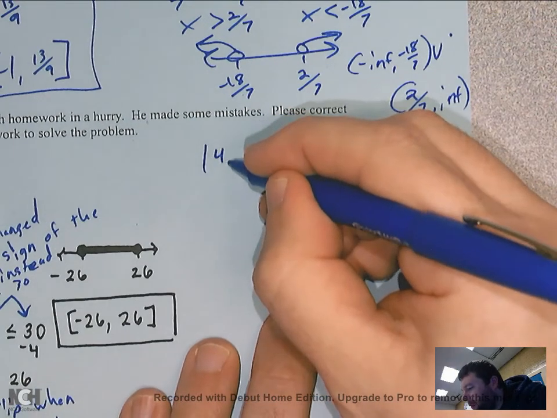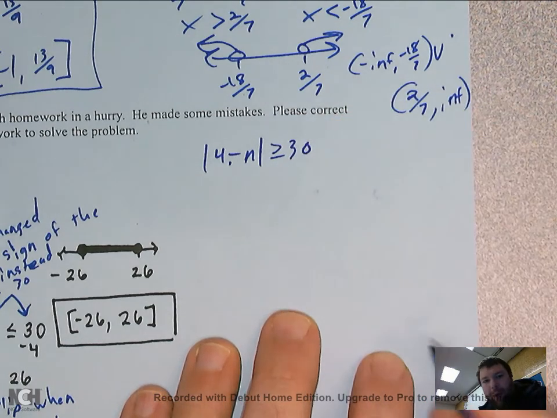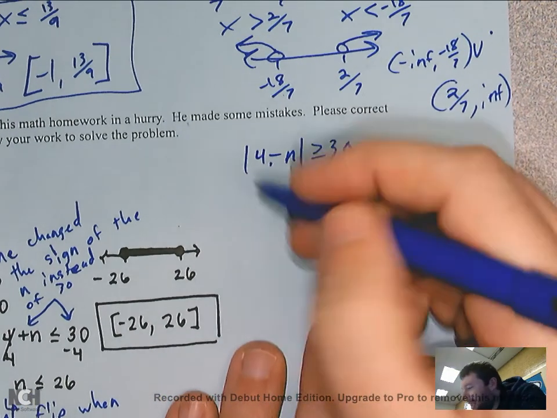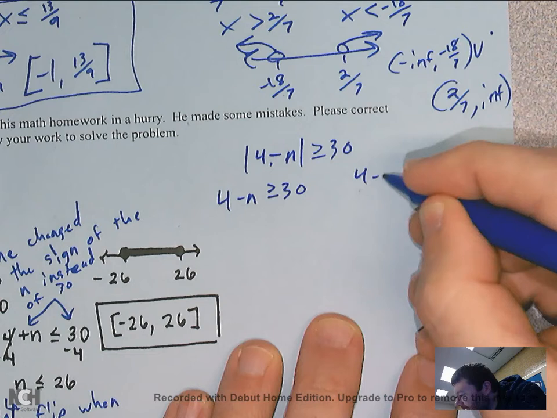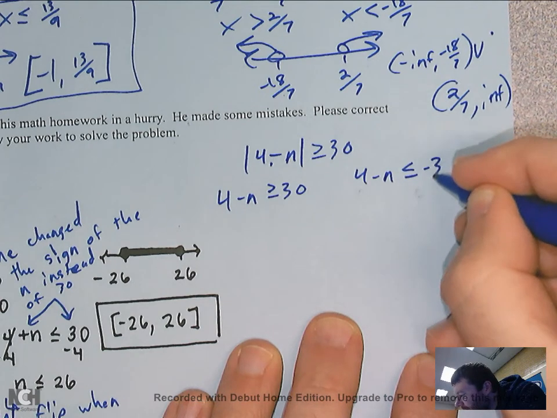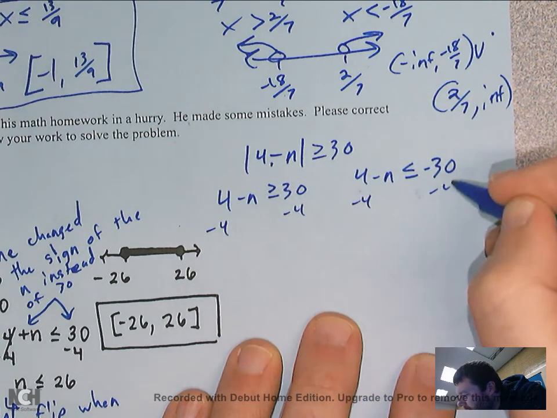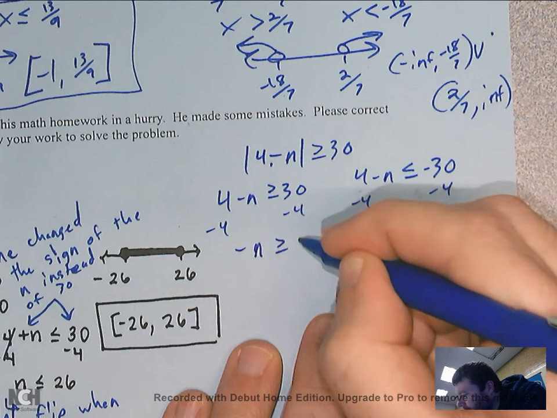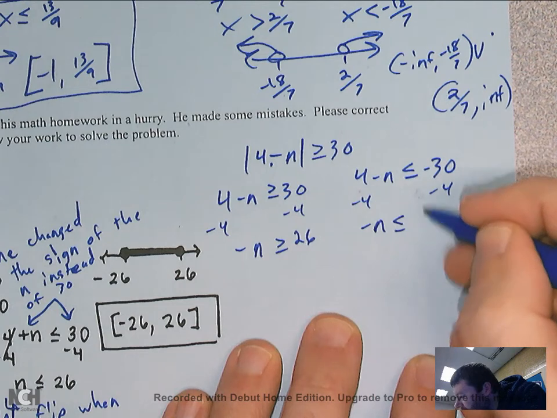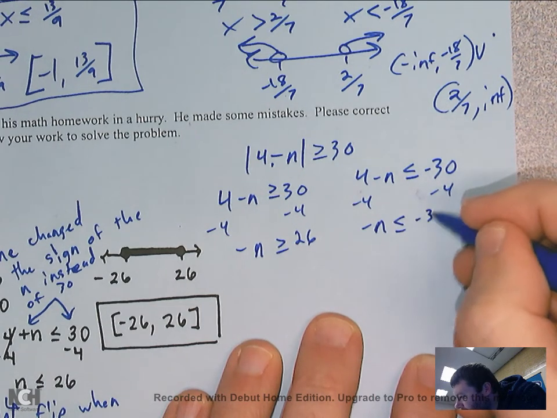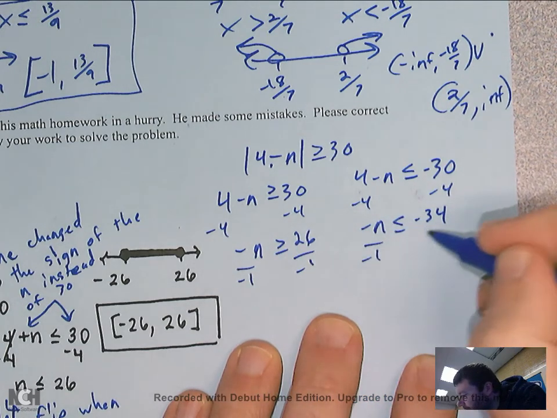So the absolute value of 4 minus n is greater than or equal to 30. So that part was right. He multiplied by 10, got that. Now when you split it, 4 minus n is greater than or equal to 30, and 4 minus n is less than or equal to -30. So then you would minus 4 to each side, which gives me -n is greater than or equal to 26, and -n is less than or equal to negative 34.